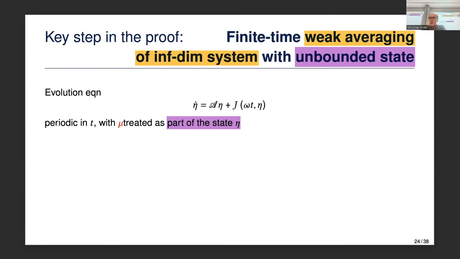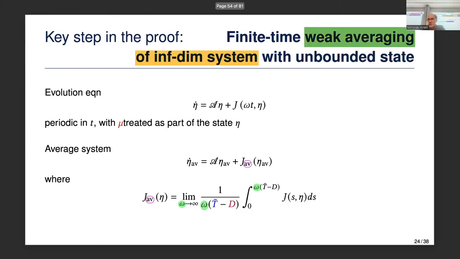The system, which consists of an ODE state for the estimate theta hat, as well as the infinite dimensional state for the delay, is written in an evolution equation form, which is a nonlinear time-varying system. Mu additionally is treated as a part of the state, as opposed to being a time-dependent coefficient.